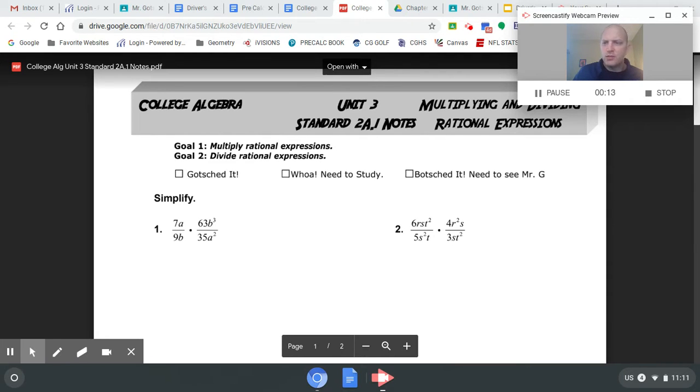We are moving on to our last standard. We're on Unit 3, so we went backwards a little bit. This is one of those things that we would like to review right before we take a final, because we do a lot of factoring and stuff in this standard. So we are moving back to Unit 3. We're doing Standard 2A1, multiplying and dividing rational functions.